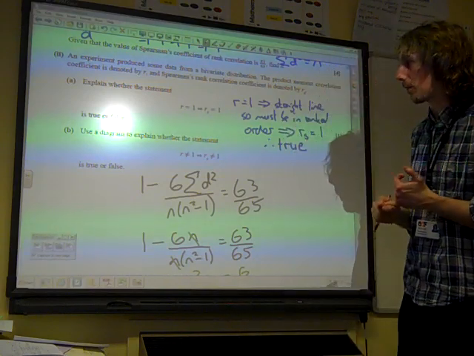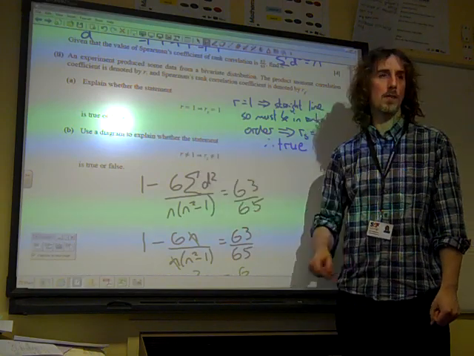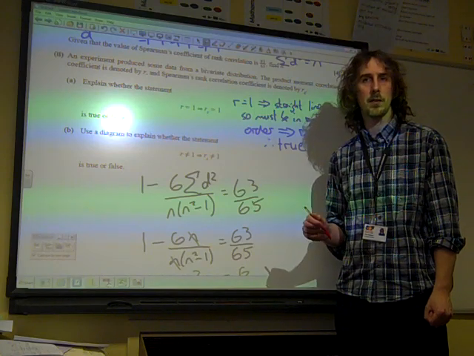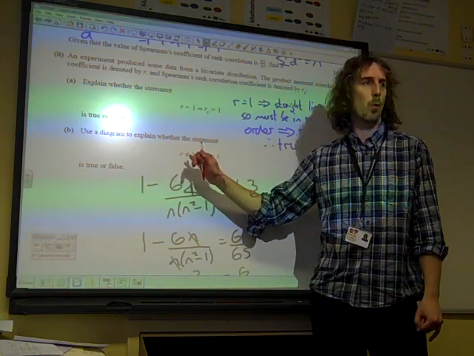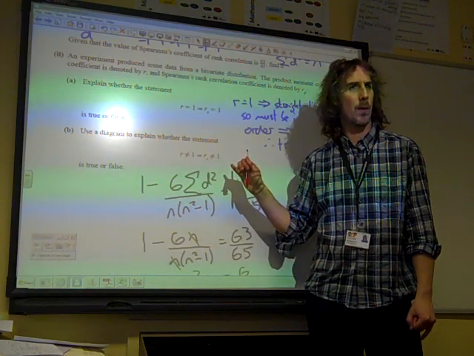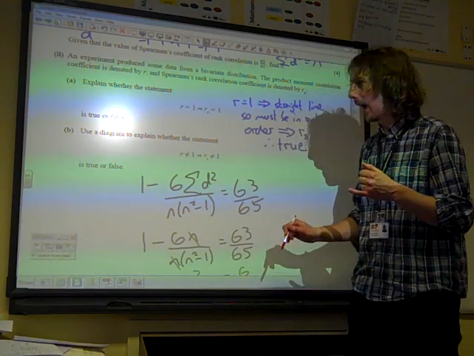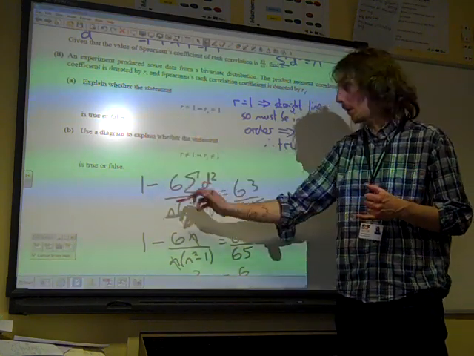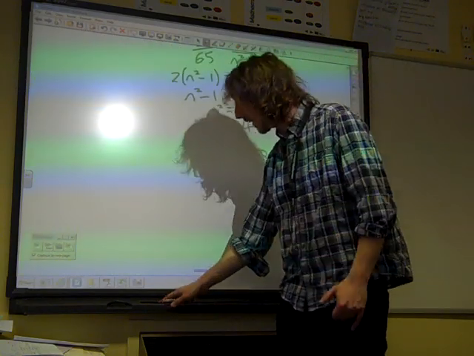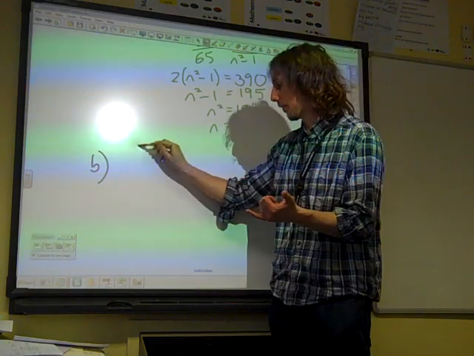Part B, use a diagram to explain whether the statement, if r is not equal to 1, that implies that rs is not equal to 1, is true or false. In other words, if r is not equal to 1, is it possible for rs still to be equal to 1? Or must that also be not equal to 1? It did say use a diagram, so that didn't give you a choice. It didn't say if you would like to, it said you have to use a diagram. So we must come up with a diagram to illustrate this.